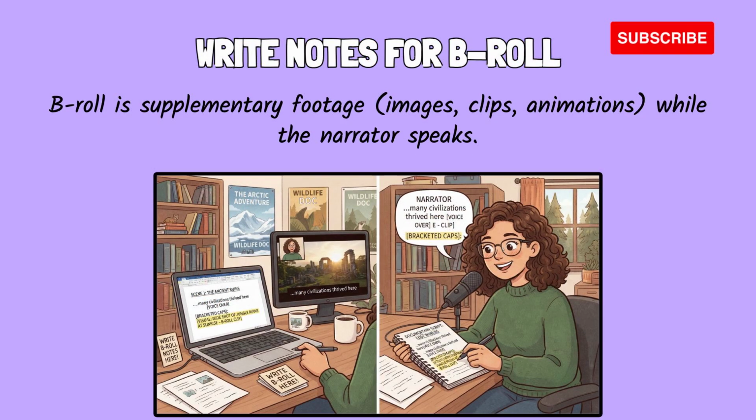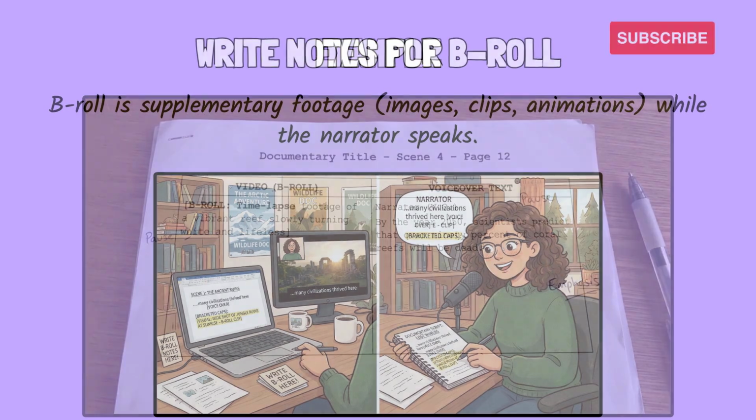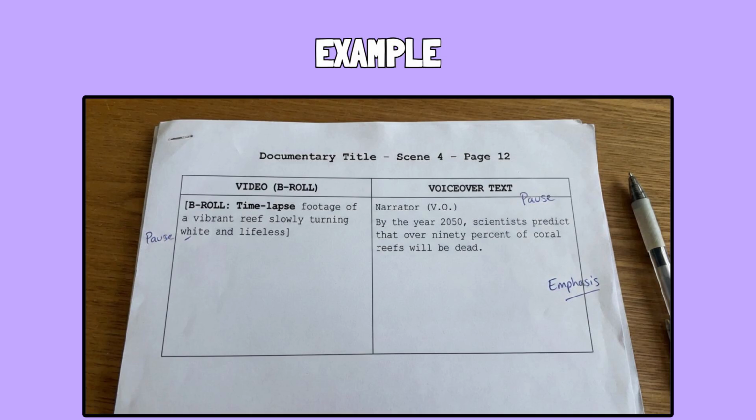Number 1. Write notes for B-roll. B-roll is the supplementary footage, images, clips, animations that plays while your narrator speaks. In your script, mark where B-roll should appear so your editor knows what to show. Take a look at the example on the screen.